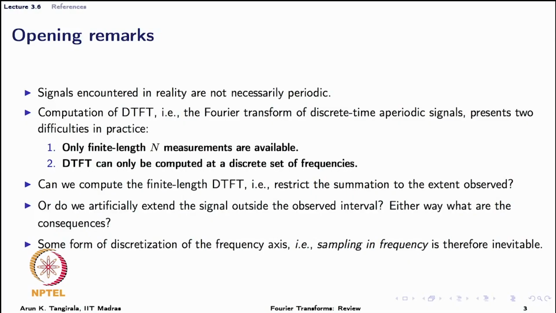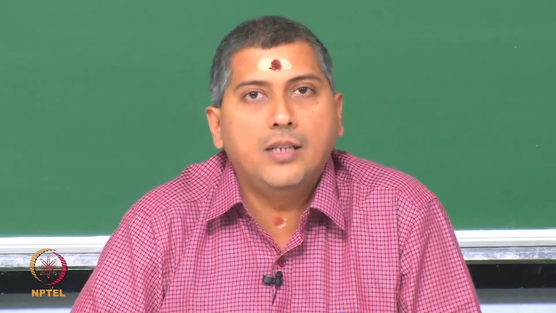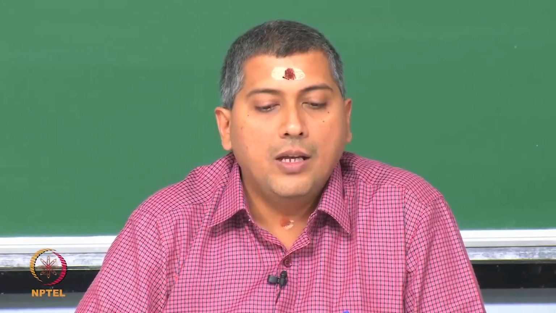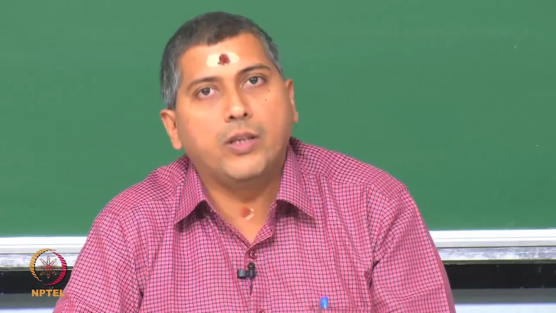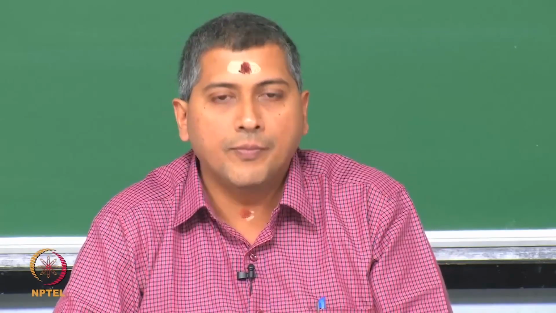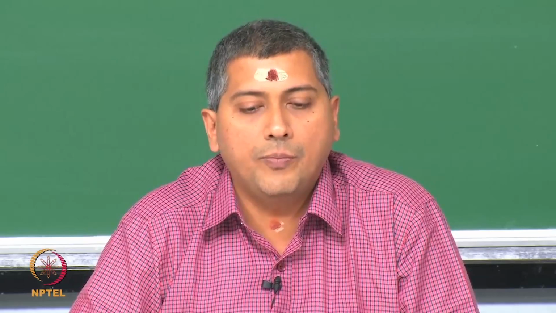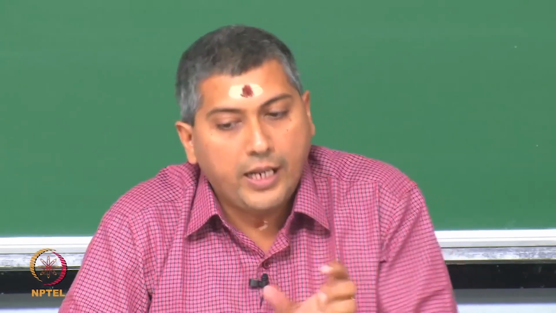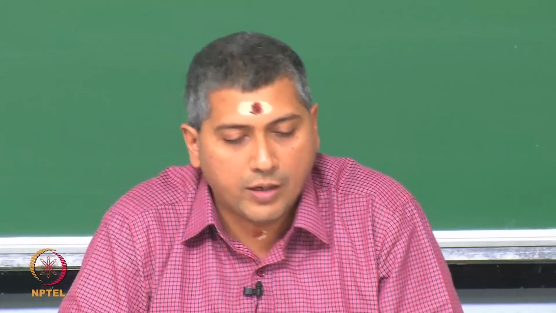And there is a second issue with the use of discrete time Fourier transform. Even if I am given, let us say, the signal for a very long period of time, as far as computing the DTFT in practice is concerned, I can only compute it over a grid of frequencies or at a discrete set of frequencies. It is obviously not possible to compute the DTFT over a continuum. So, can I compute the finite length discrete time Fourier transform, that is, restrict the summation to the extent that I have? Can I do that? If I do that, what is the consequence?